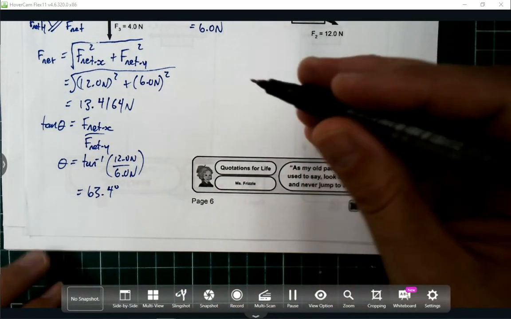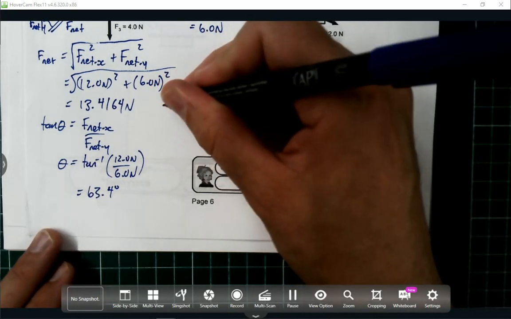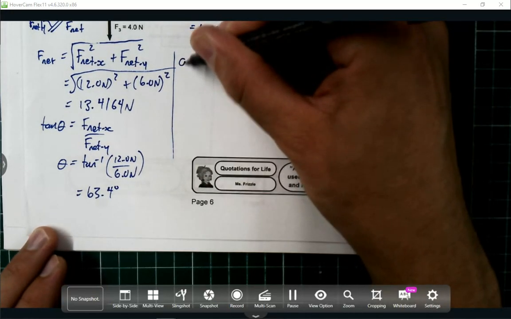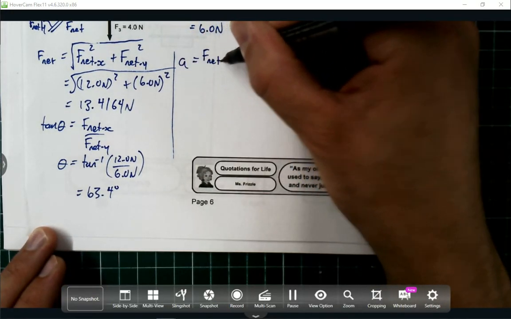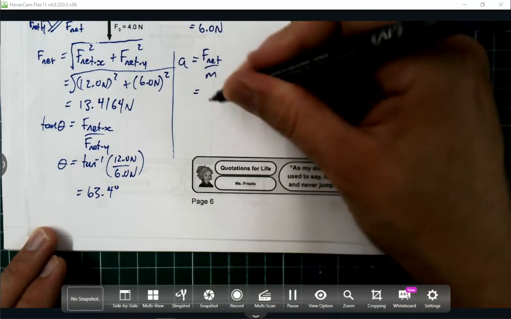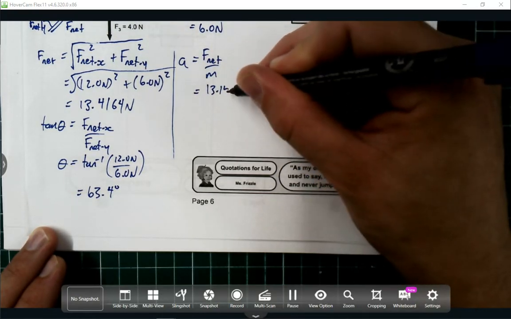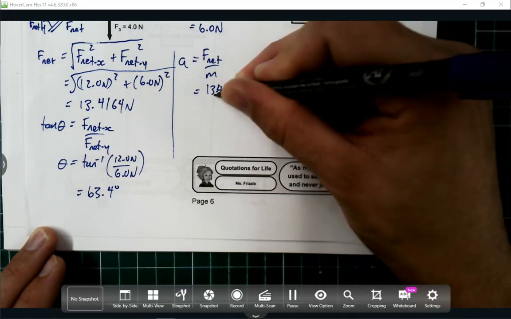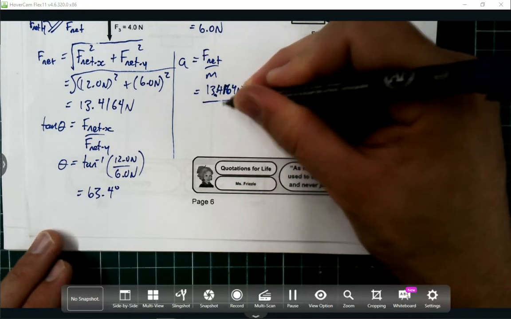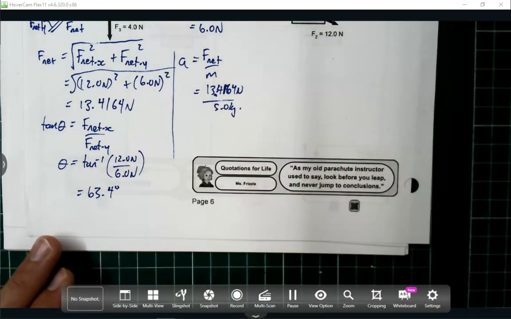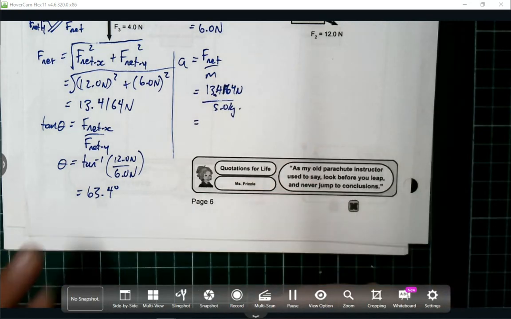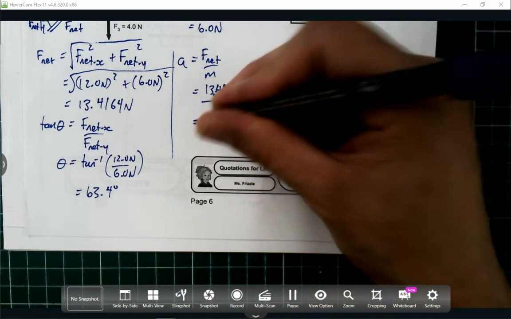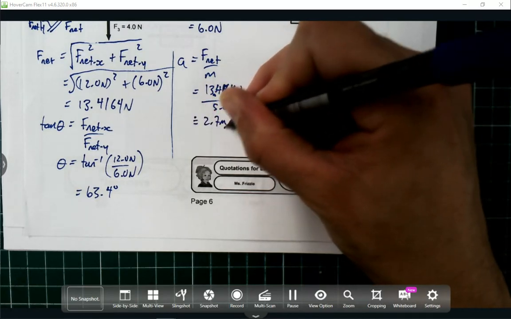All right, so we got ourselves a direction. We've got ourselves an F net. And then again, if we wanted to find the acceleration, which I think is what we were trying to do here, then we'd say the acceleration is equal to the F net over m, which is the 13.4164 newtons divided by still 5.0 kilograms. So we're still going to round off to 2 sig figs in the end here. And I get 2.7. Is it 2.7? All right. So it's approximately 2.7 meters per second squared.